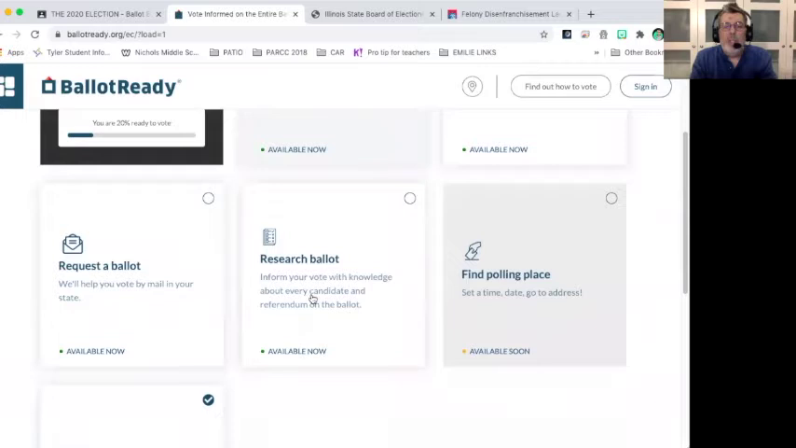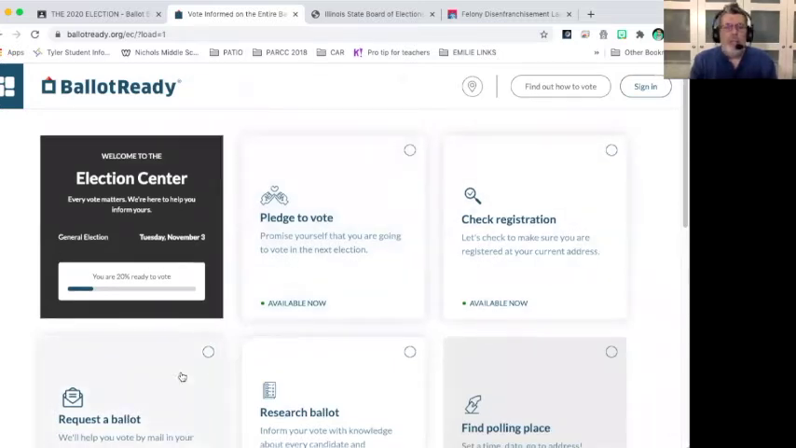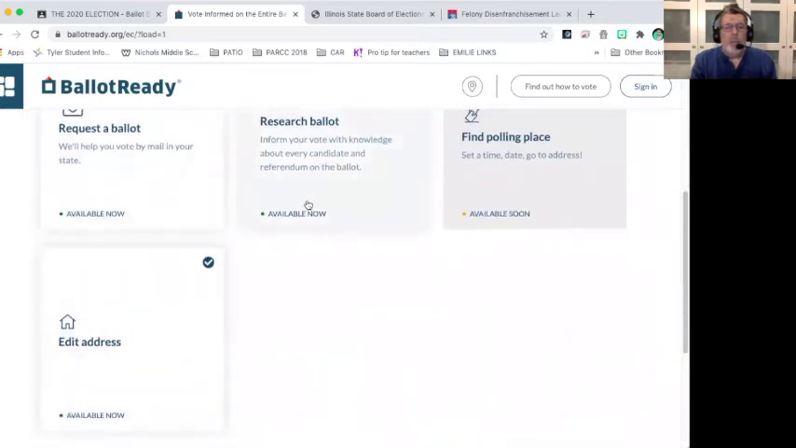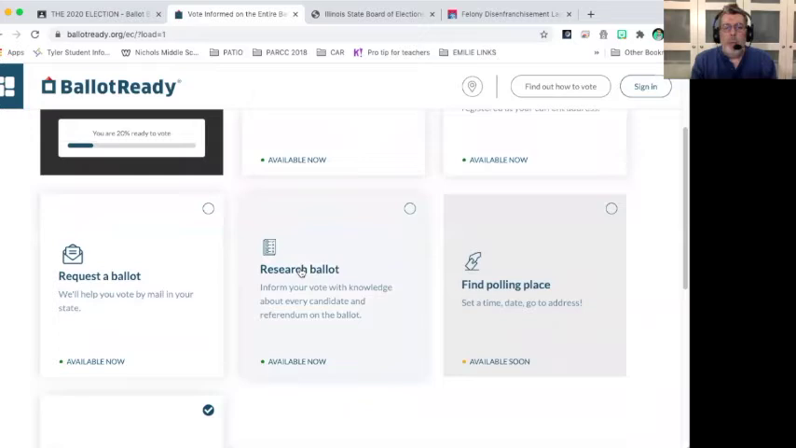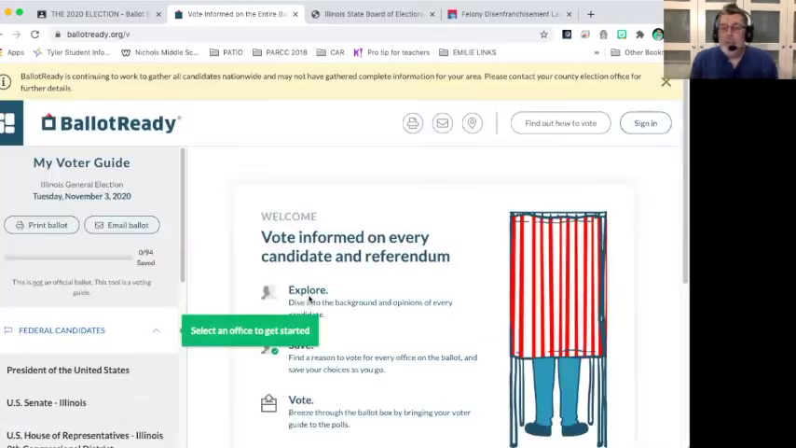We're looking to research the ballot. Now, again, this is a web quest. After you finish the initial assignment, go back and play around and look at these different tiles here. They'll give you some more information that will help you better understand this, all right? So you hit research ballot. Now we're going to research what is actually available to us, right?